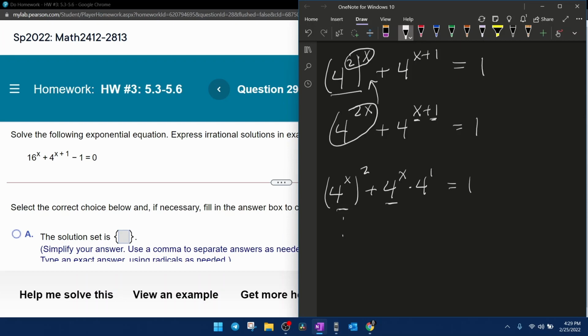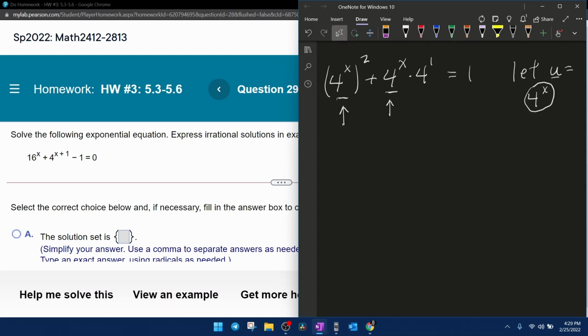Okay, so now that I've given this a little bit of thought, what I know is in a problem like this, if I have an identical factor, here I've got the 4 to the x appearing twice, there is a thing called a u substitution. So we're going to say let u equal 4 to the x. And what that will allow me to do is replace every 4 to the x with simply a letter u. And doing the u substitution can make a complex looking problem into a much simpler looking problem.